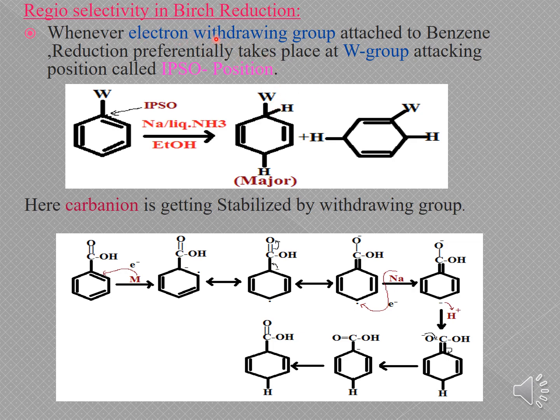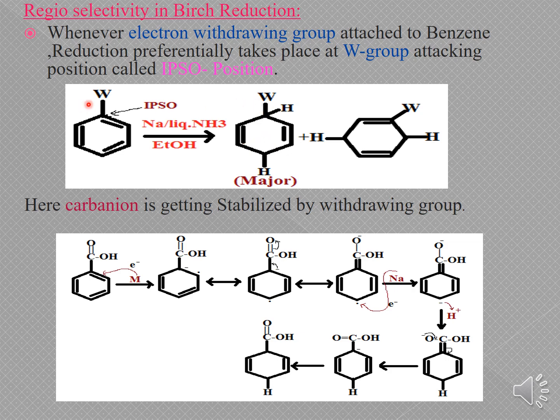If an electron withdrawing group, such as a carboxylic acid, is attached to the benzene ring, then the reduction will occur preferentially at the ipso position. It will attack the ipso position. Here you can take the benzene ring attached with the electron withdrawing substituent, and whatever metal is attacking, that will be at the ipso position. This is your ipso position, and then you get this as your major product.